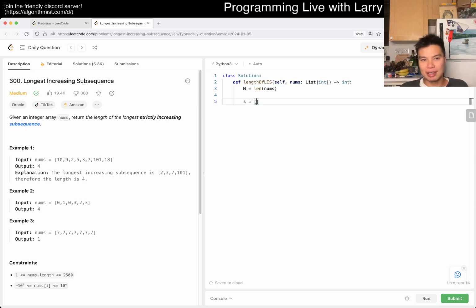So let's just say you have negative infinity times n, maybe even n plus 1. And the idea here, and s is a terrible name, I understand, but s sub i is the longest increasing subsequence of length i, where the last number is s of i.